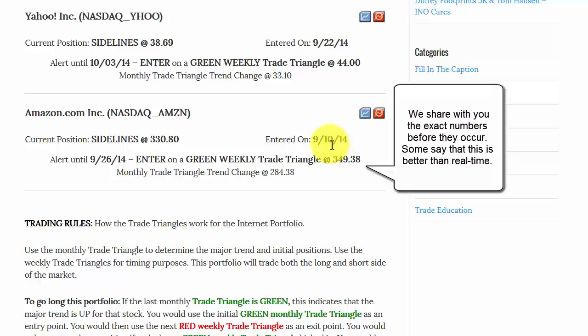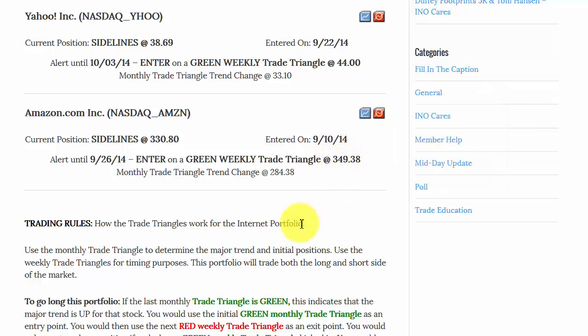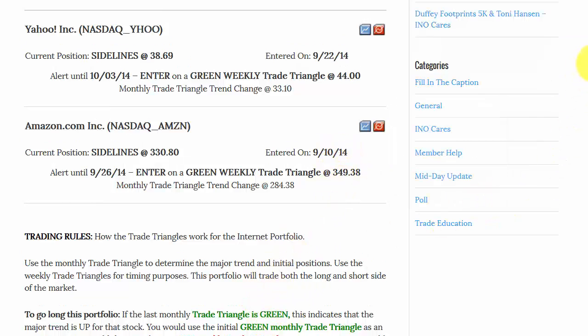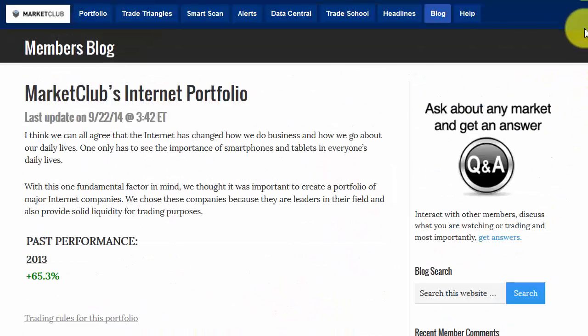And it tells you the date too when we entered these positions. That was 13 days ago, almost 2 weeks ago on Amazon. And it shows you the trading rules, what you're going to do. So it shows you everything you need to do in this portfolio.